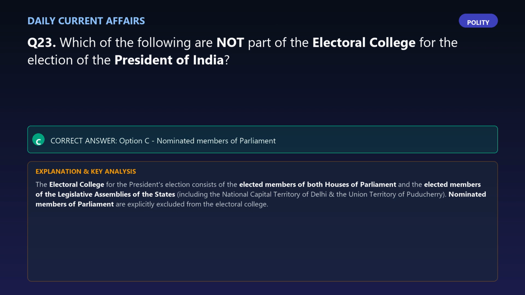Explanation. The Electoral College for the President's election consists of the elected members of both Houses of Parliament and the elected members of the Legislative Assemblies of the states, including the National Capital Territory of Delhi and the Union Territory of Puducherry. Nominated members of Parliament are explicitly excluded from the Electoral College.